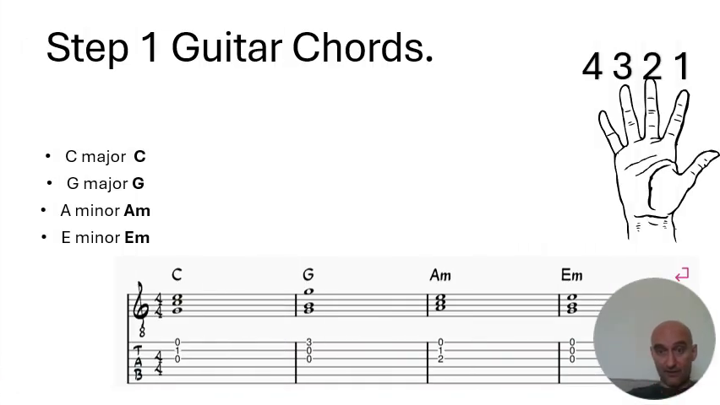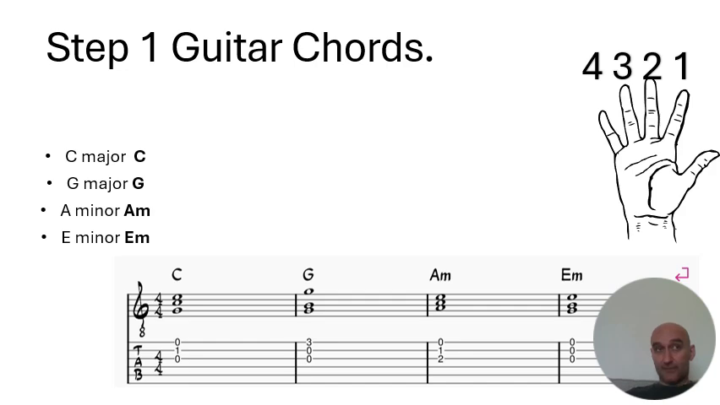So with our fretting hand, our left hand, our little finger of our left hand is number 4. Our ring finger is number 3, middle finger is number 2, and our index finger is number 1. For each chord, we're going to start with what's called a 3-string voicing, so we're only using the first 3 strings of the guitar, the strings G, B, and E.